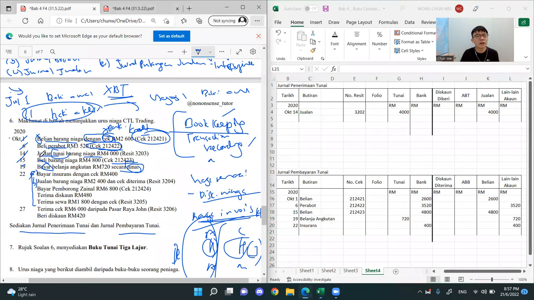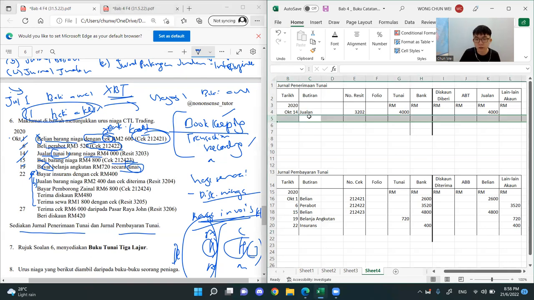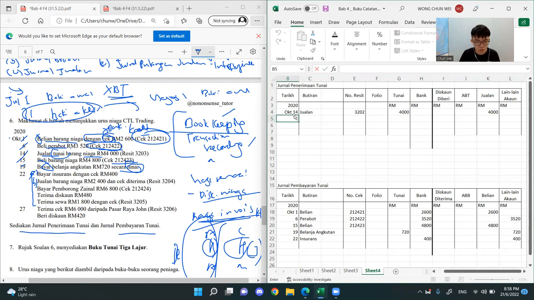Okay, you jualan barang niaga 2,400 dan cek diterima. Maksudnya, you jual barang niaga secara cek lah. Alright, so you jual barang niaga secara cek. So, here, 22nd, so it's a jualan lah, right? Okay, you jual. All right, okay, 2,400 cek, meaning bank. So bank, 2,400. Okay, then here, 2,400 is a jualan. So 2,400 under jualan. Ada number cek tak? Oh, number receipt, 3204.